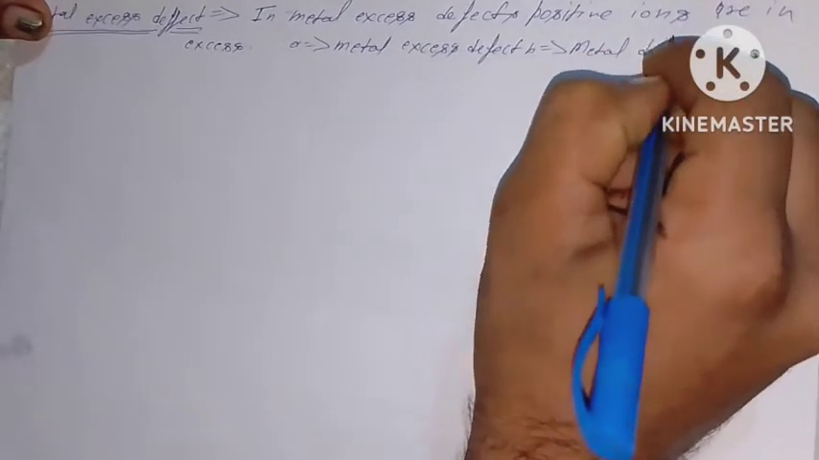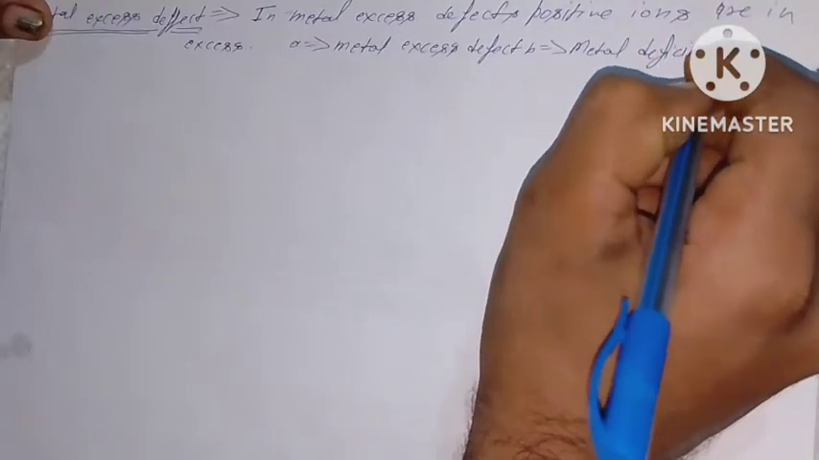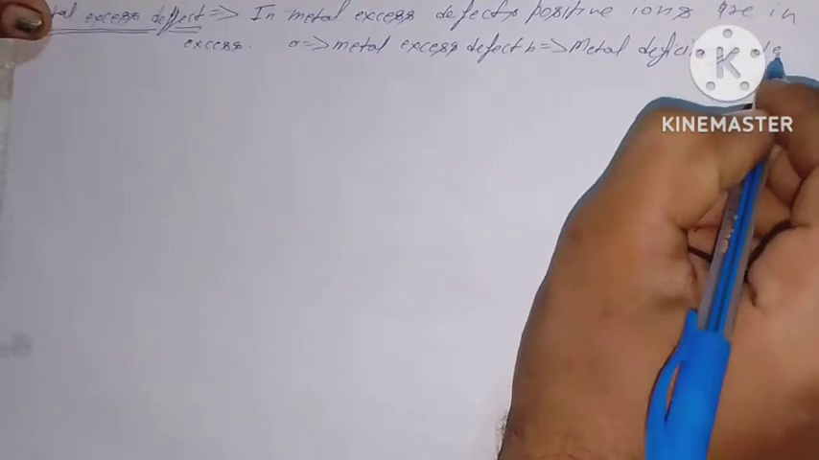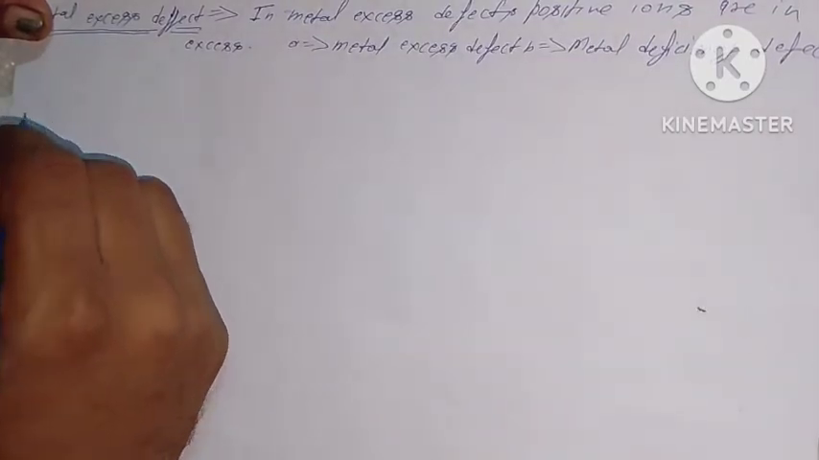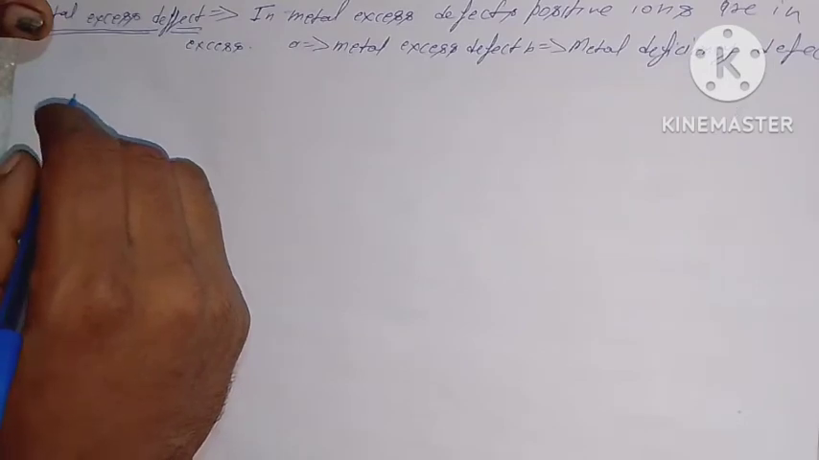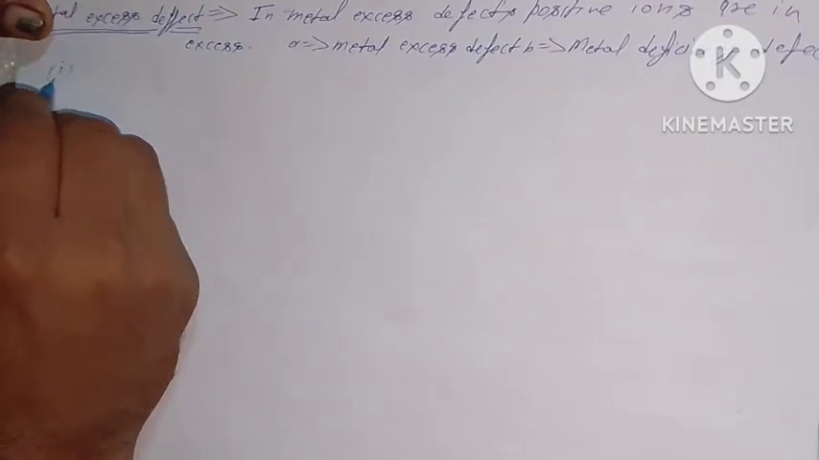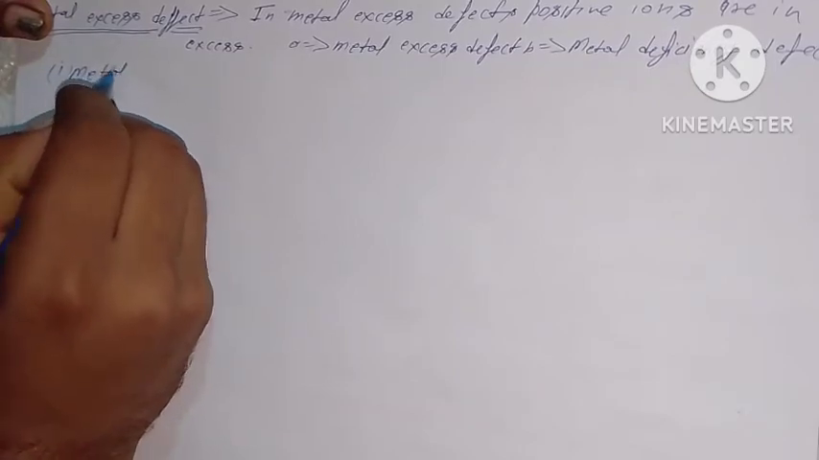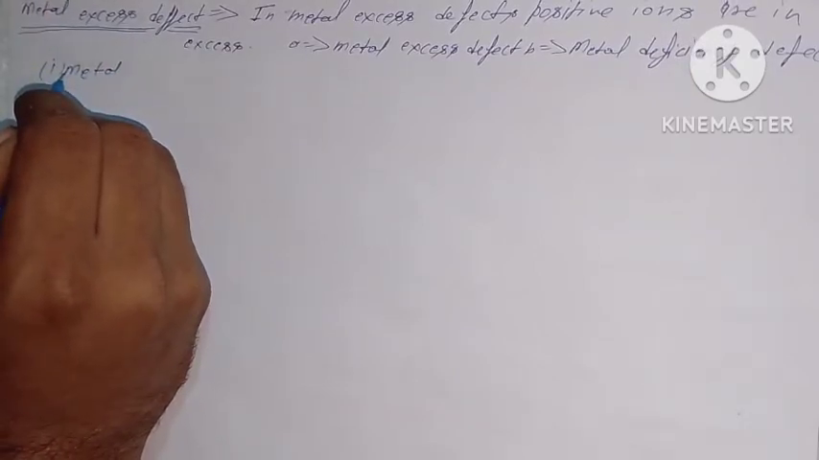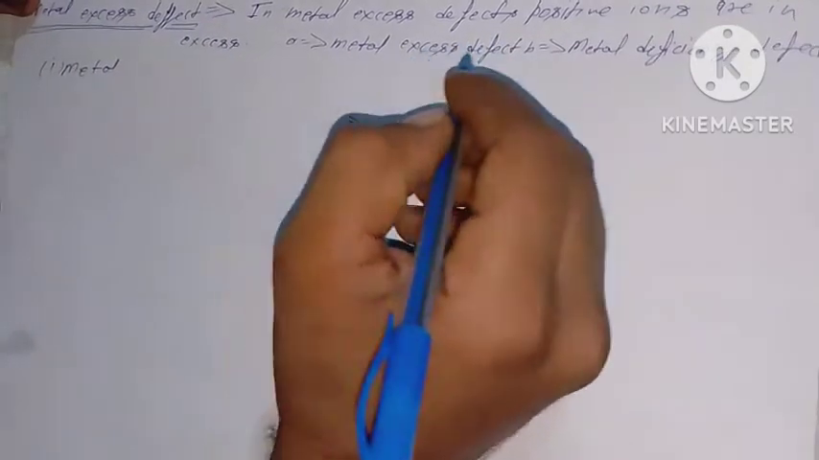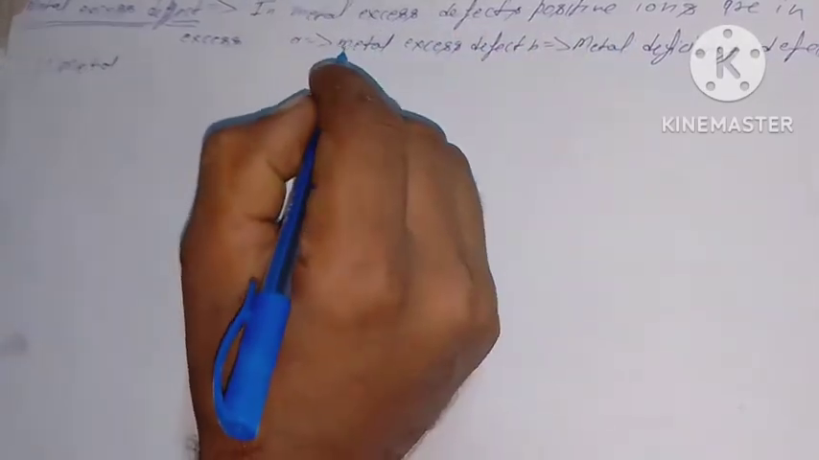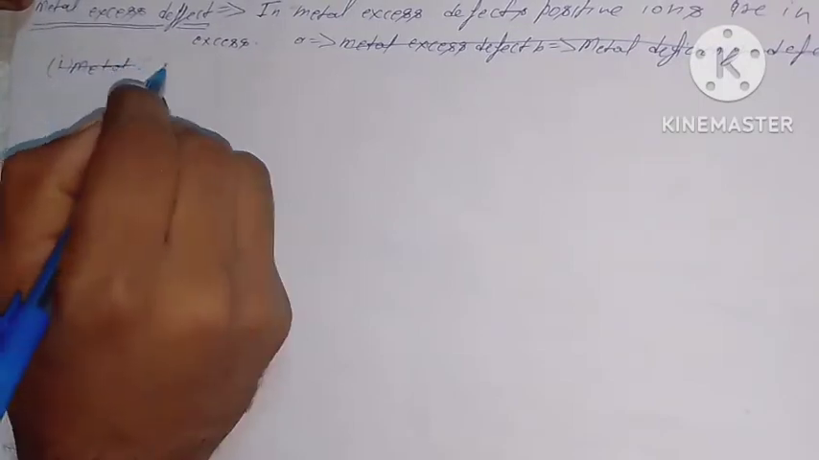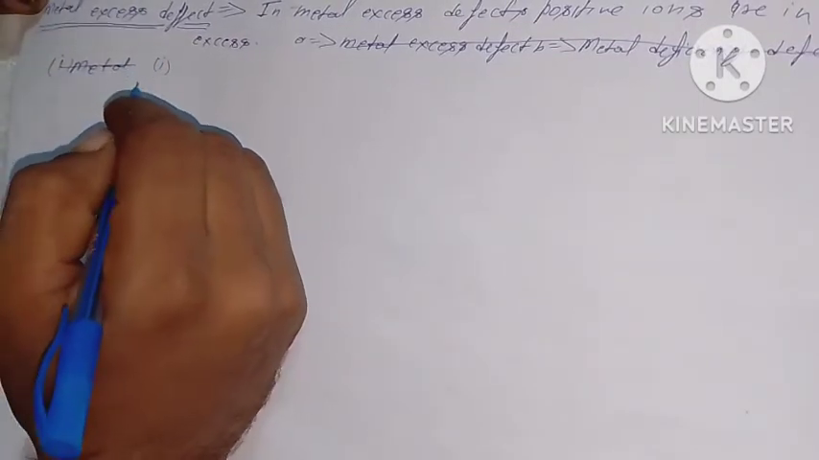Metal deficiency defect. Okay, then metal excess defect. First is metal excess defect. In metal excess defect, positive ions are in excess. There are two types of metal excess defect. First is anion vacancies.